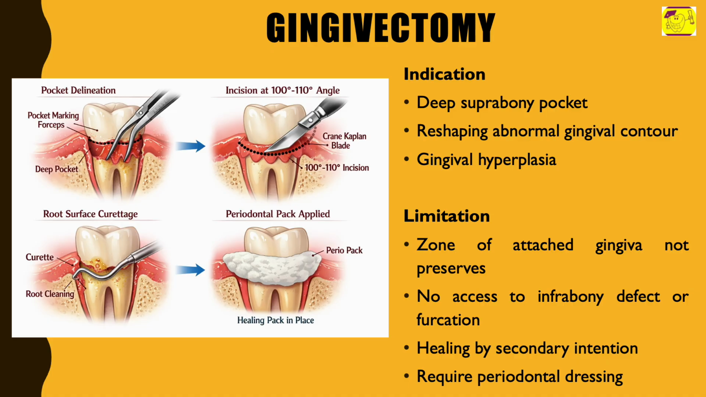So let's see the procedure, how it's done here. Initially, you will do a pocket delineation using the pocket marking forceps, and then at an angle of 100 to 110 degrees using a Crane Kaplan blade, you make an incision along the gingival margin, and then you will reflect the flap and cut off the excess. You will do a thorough root surface curettage and debridement. Once that's done, to promote healing, you will place a periodontal pack.